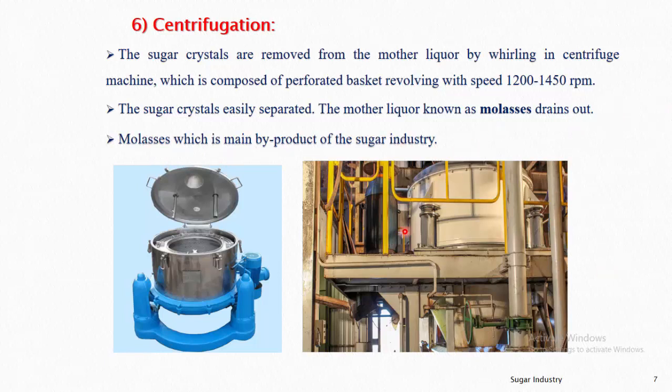Here we can see the centrifuge machine directly from the industry. The remaining mother liquid is continuously centrifuged with constant whirling. With that, the mother liquid is separated, and the crystals are separated at the bottom and can be removed. This unwanted mother liquid is known as molasses, and it can be drained out. Molasses is the main byproduct of the sugar industry.